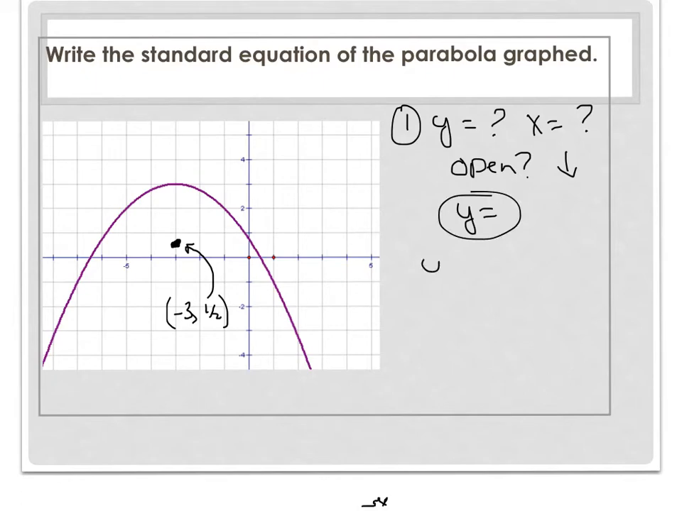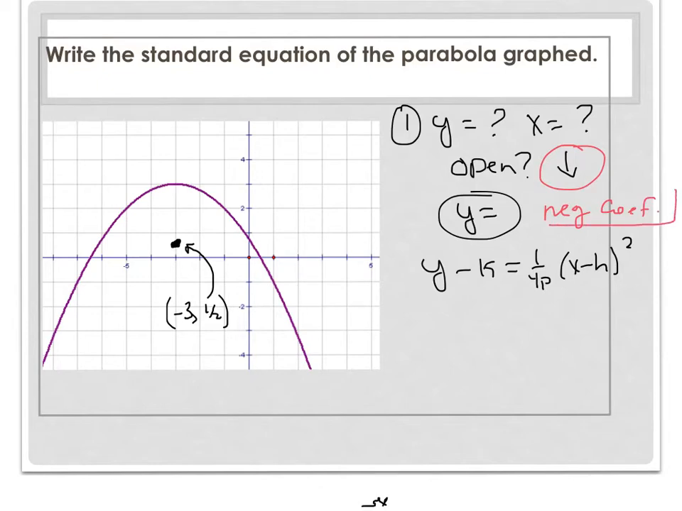Okay, so I'm going to go ahead and write the equation. This is going to be y minus k is equal to 1 over 4p times x minus h squared. Now I'm going to try and find the information that I need to do this. I need p, and I need the k and the h. The other thing I need to identify is that because it opens down, I have a negative coefficient. I can't forget that. That's one little minor detail.